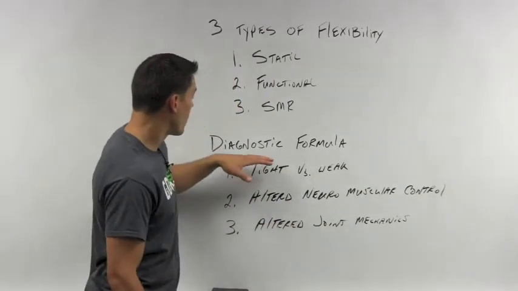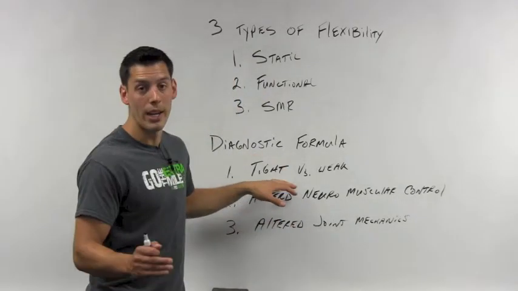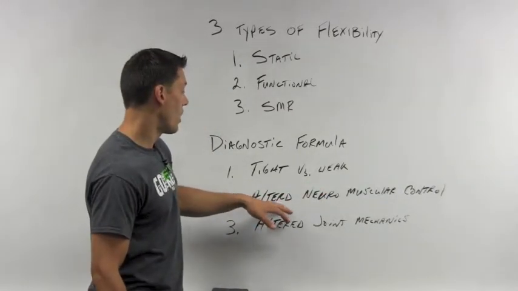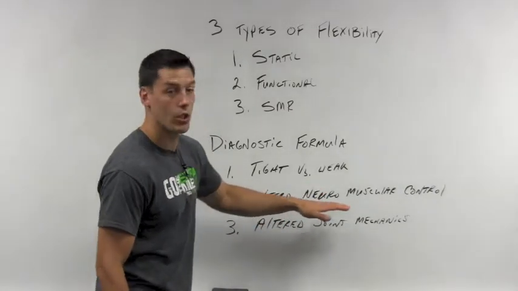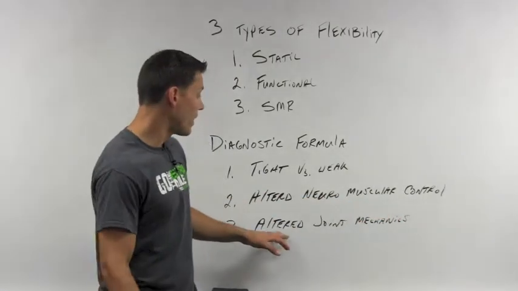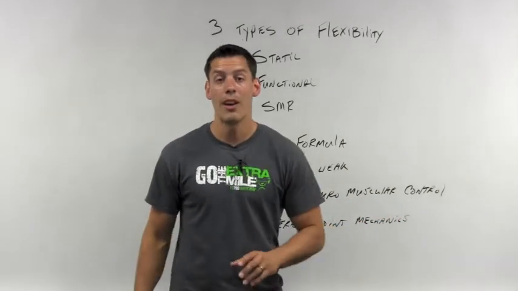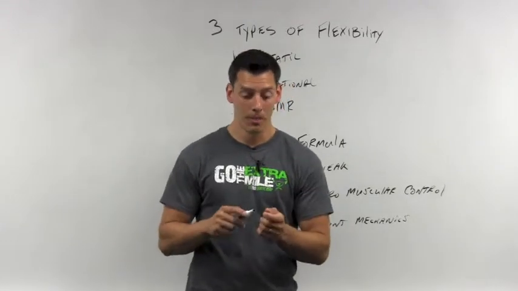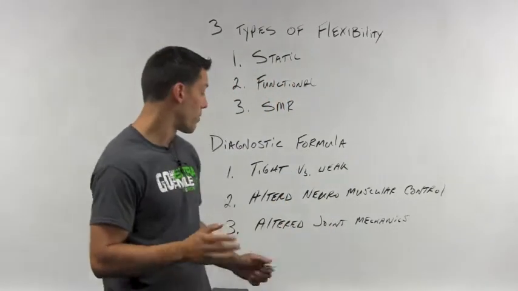So the diagnostic formula is going to tell you which muscles are weak and which ones are tight. It's also going to tell you which muscles are causing the altered neuromuscular control based on if they're tight or weak. And then it's going to tell you which joints are going to be affected the most because of the tight muscles and the weak muscles. So the diagnostic formula is pretty simple.